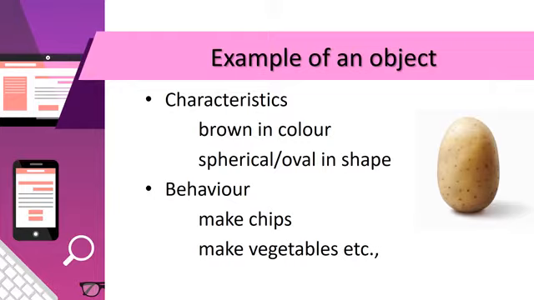Consider the next example, the potato. It is an object. What are the characteristics it has? It is brown in color and it is spherical or maybe oval in shape. And what are the behaviors it has? It is used to make sabji or it is used to make chips.